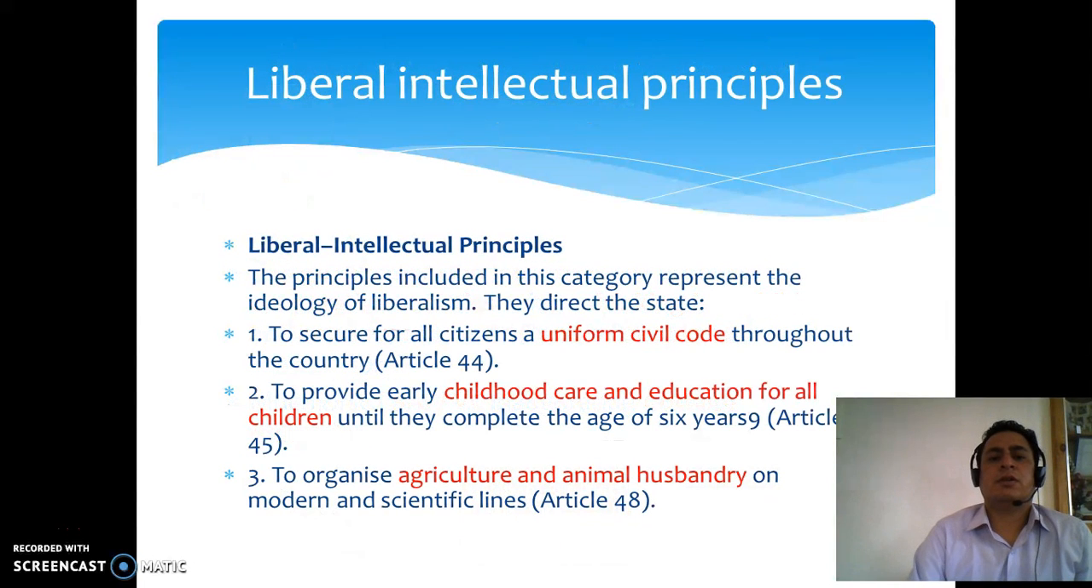Now moving on and talking about the liberal and intellectual principles. Now these reflect the Western liberalism and intellectual principles.